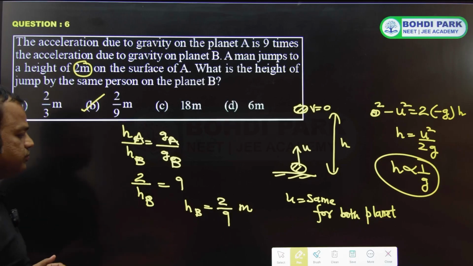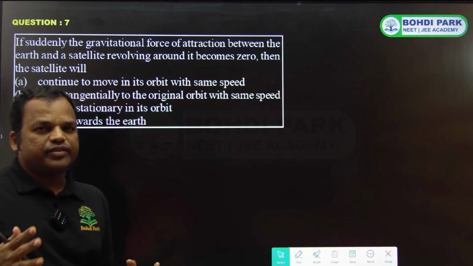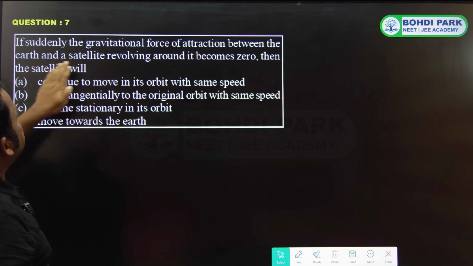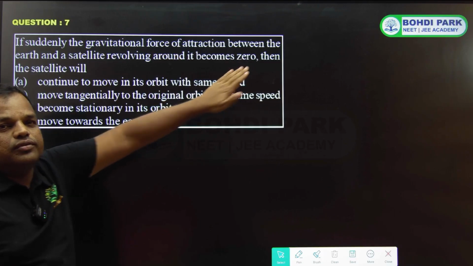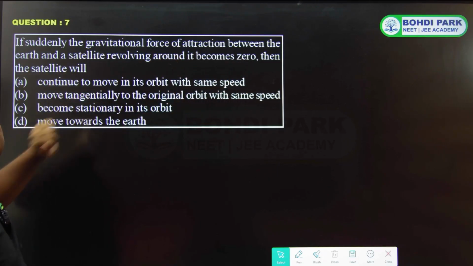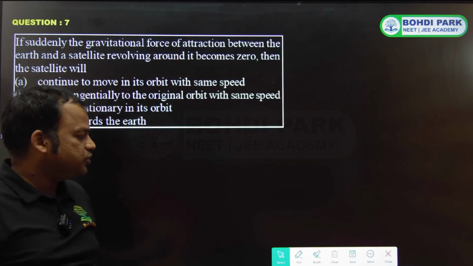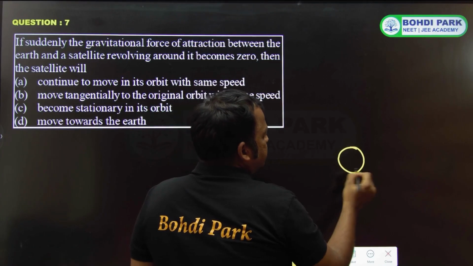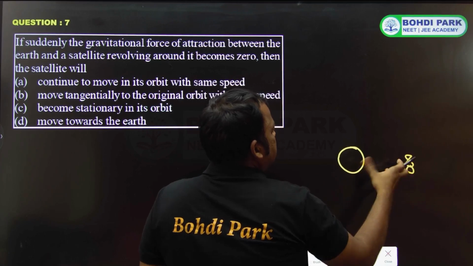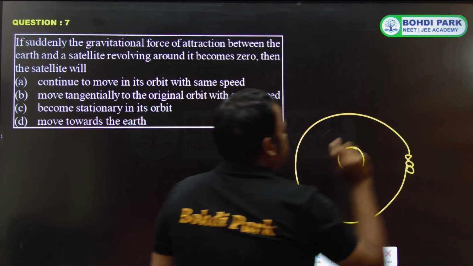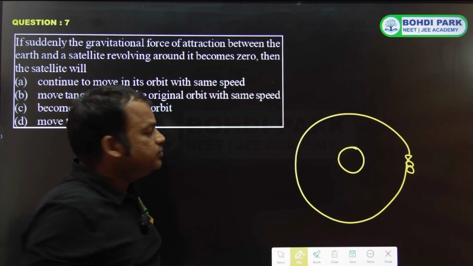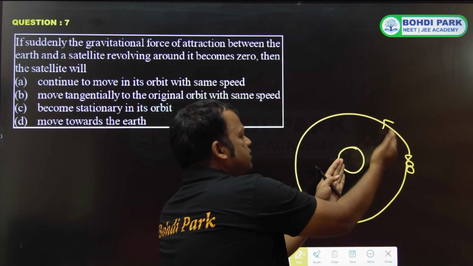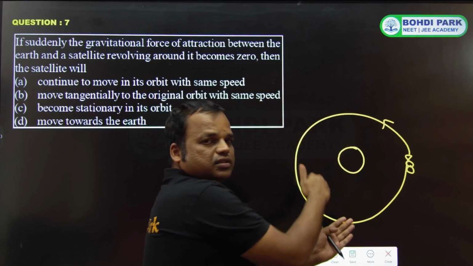Now next question. The next question is the 7th question. If suddenly the gravitational force of attraction between Earth and satellite becomes 0, then the satellite will... So what will happen to the satellite? So we know that, suppose this is the planet or Earth and this is the satellite. This satellite is revolving around this planet along a circle. So why is it moving in a circle? It is always turning towards the Earth. It is trying to fall towards the Earth, correct?